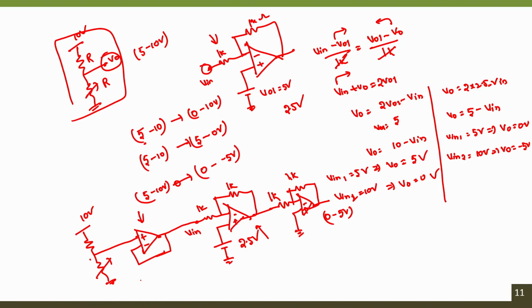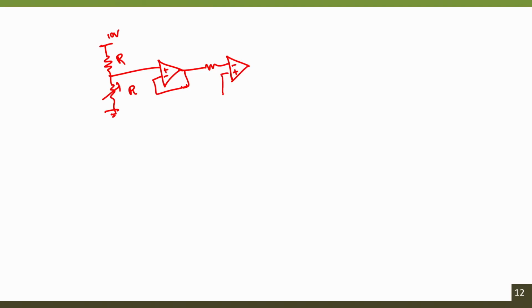So, let me redraw the circuit. The final circuit will look as follows: 10 volts, 1K. This is a sensor, this is also R, this is also R, where R means the initial base resistance. So, we use a voltage follower configuration, then we use an inverting amplifier configuration with an offset of 2.5.